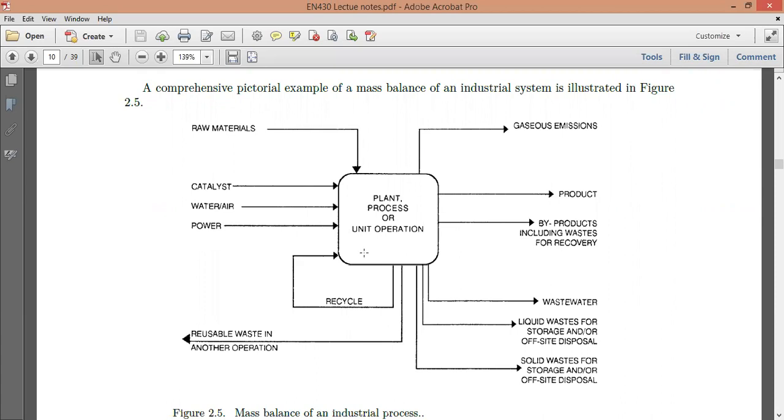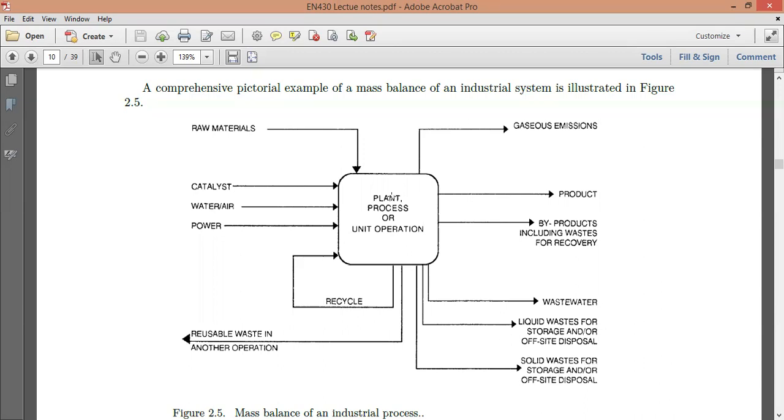Then what do we have as output? Gaseous emissions. You have your products that you're looking for. So your product is here. And you have your byproducts, including waste for recovery. Then you have wastewater coming out also. Then you have liquid waste for storage and or offsite disposal. And then you have solid waste for storage and or offsite disposal.